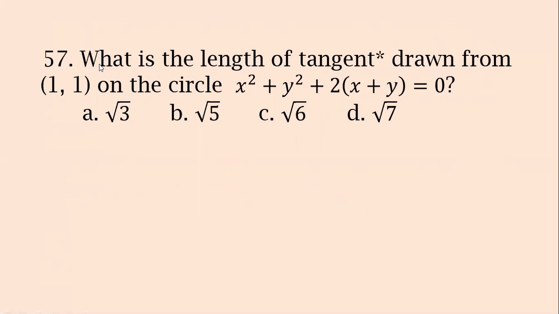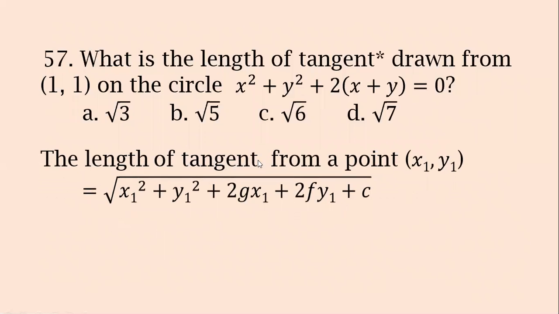Now 57. What is the length of tangent drawn from (1, 1) on the circle? We have used this formula just one problem before. So what is the formula? The length of tangent from a point (x1, y1) is this. So here (x1, y1) is the point (1, 1), and this circle is the given circle.